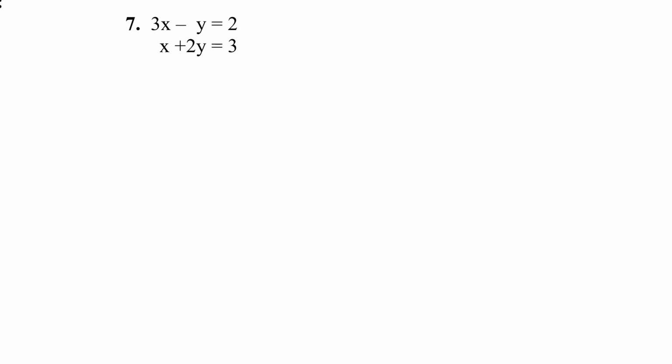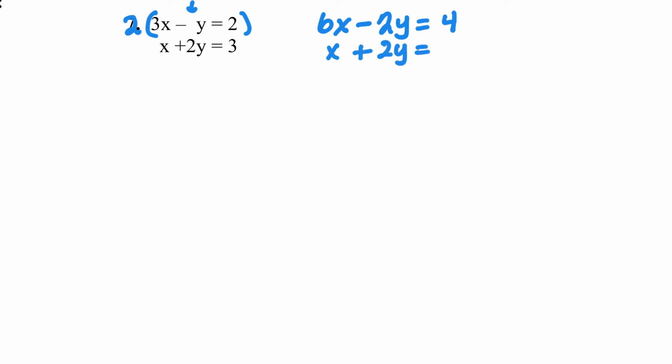If we look at number 7, we notice that we've got to do some rearranging. If we had a 2 right here, we'd have to multiply by 2 because that 2 would cancel the y. So what I'm going to do is I'm going to apply the distributive property. 2 times 3x gives you 6x minus 2y equals 4. x plus 2y equals 3. You're going to add 2y plus negative 2y, that's 0. 6x plus x gives you 7x equals 4 plus 3 gives you 7.